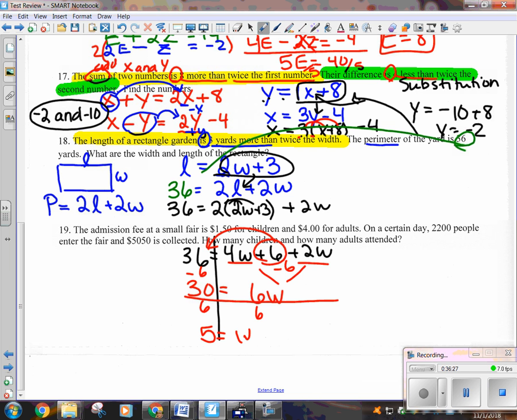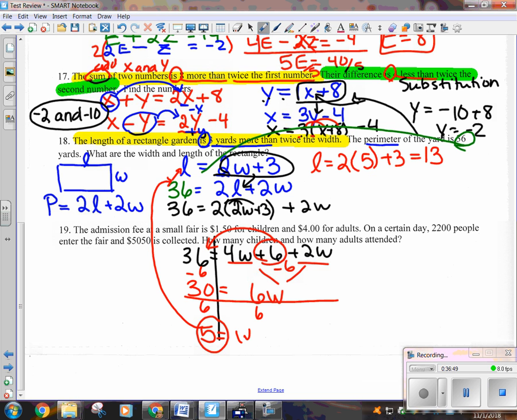Now it says, what are the width and the length? So I also have to go back and get the length. I'm going to take this answer for W, for width, back up to either one of the equations. I can go to the second one or the first one, but the first one catches my eye because it's already got L solved for L. So the length is going to be 2 times the width, which was 5, plus 3, which makes that length 13.